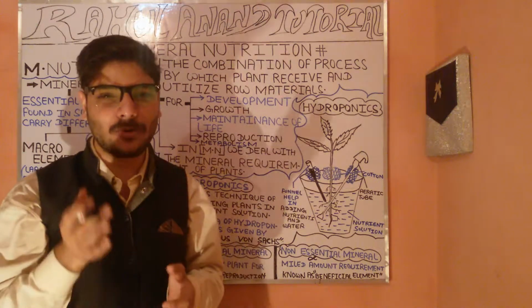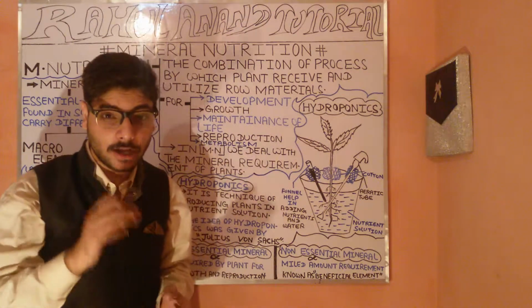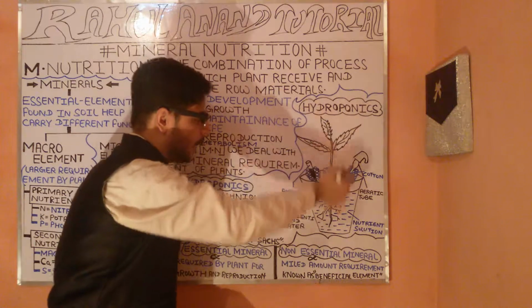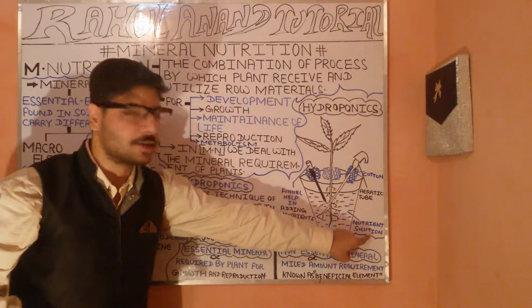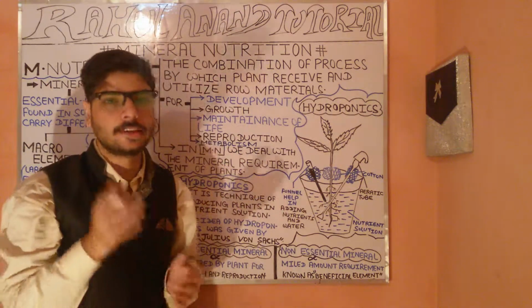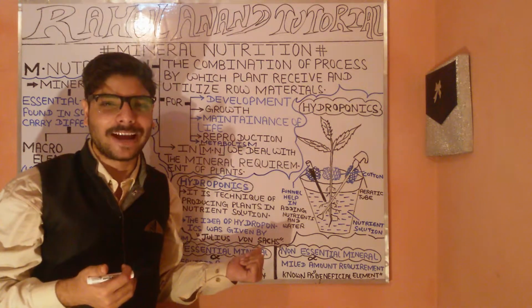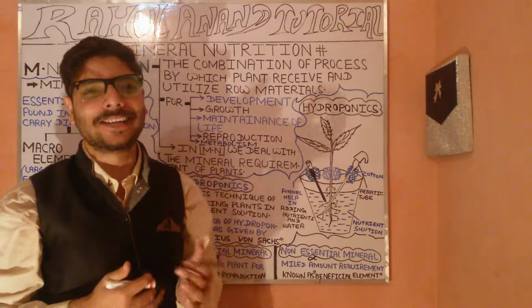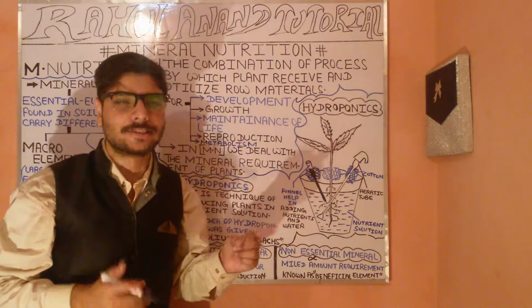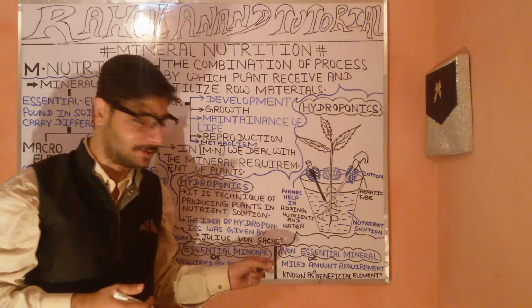Fine. So hydroponics is the technique of growing the plant in the nutrient solution. Here you could find the plant, and this is your nutrient solution. Now, the idea of hydroponics was given by Julius von Sachs. Find here, Julius von Sachs.